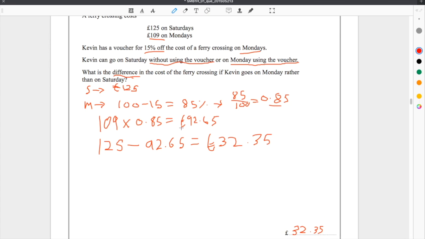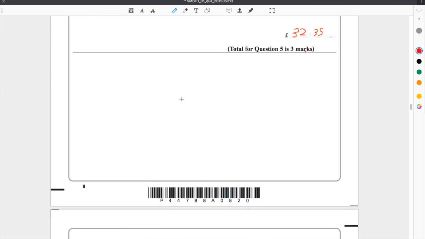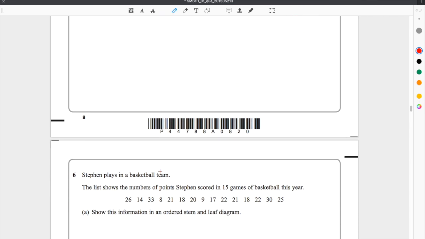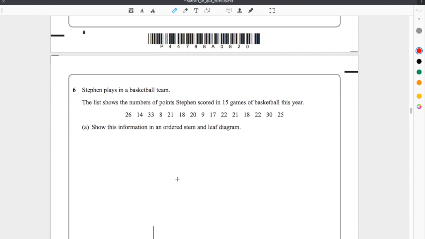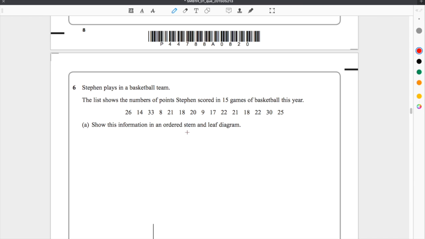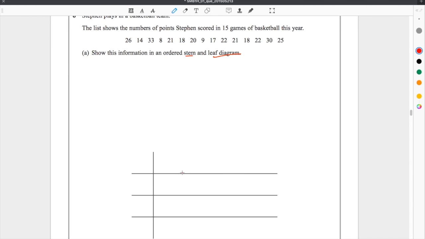Right, so moving on to question 6. Stephen plays in a basketball team. The list shows the numbers of points Stephen scored in 15 games of basketball this year. Show that this information can be put into an ordered stem and leaf diagram. So we're just putting this into an ordinary stem and leaf diagram. And if you're not aware of what one of these is, I'm just going to show you now how we would structure this question.